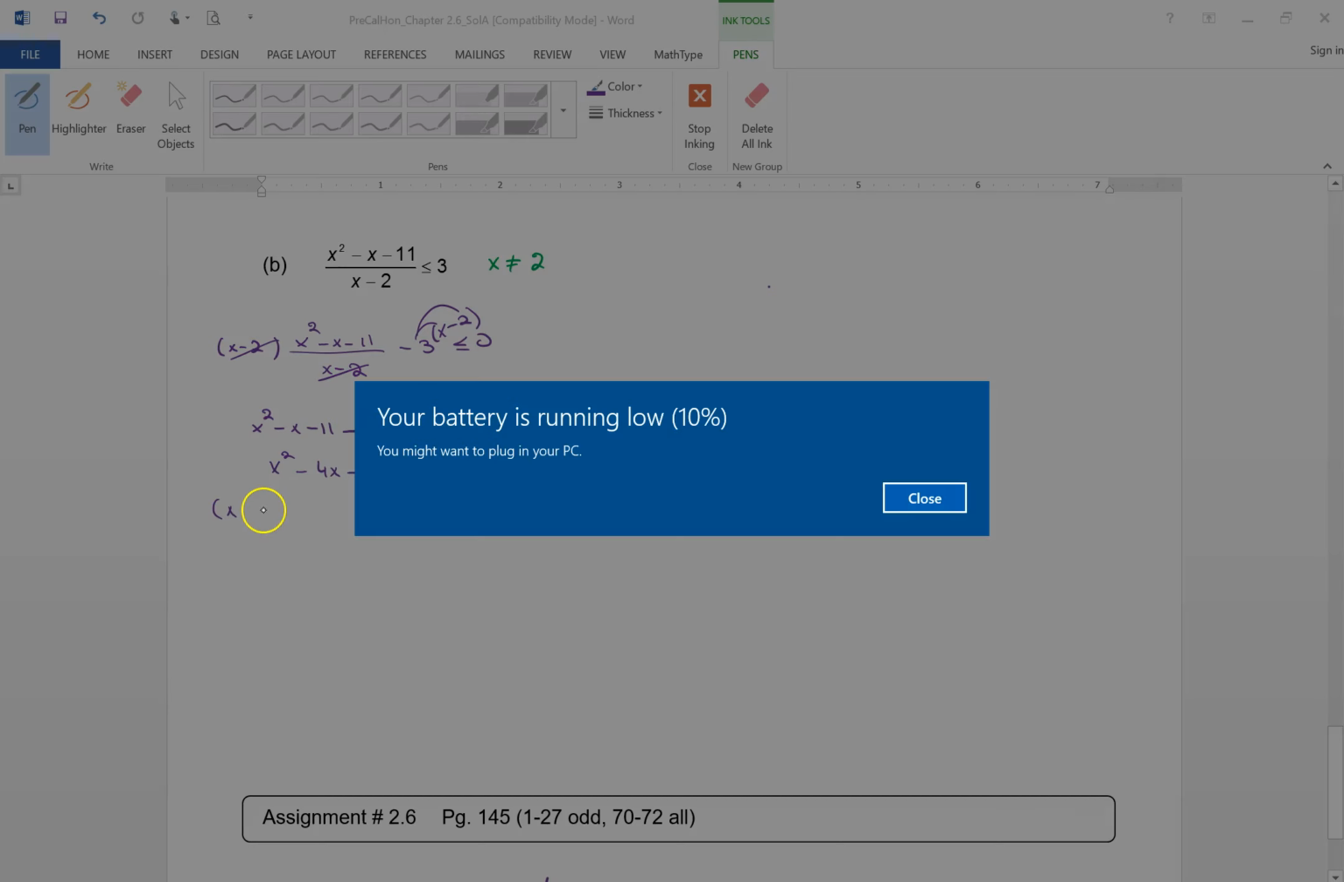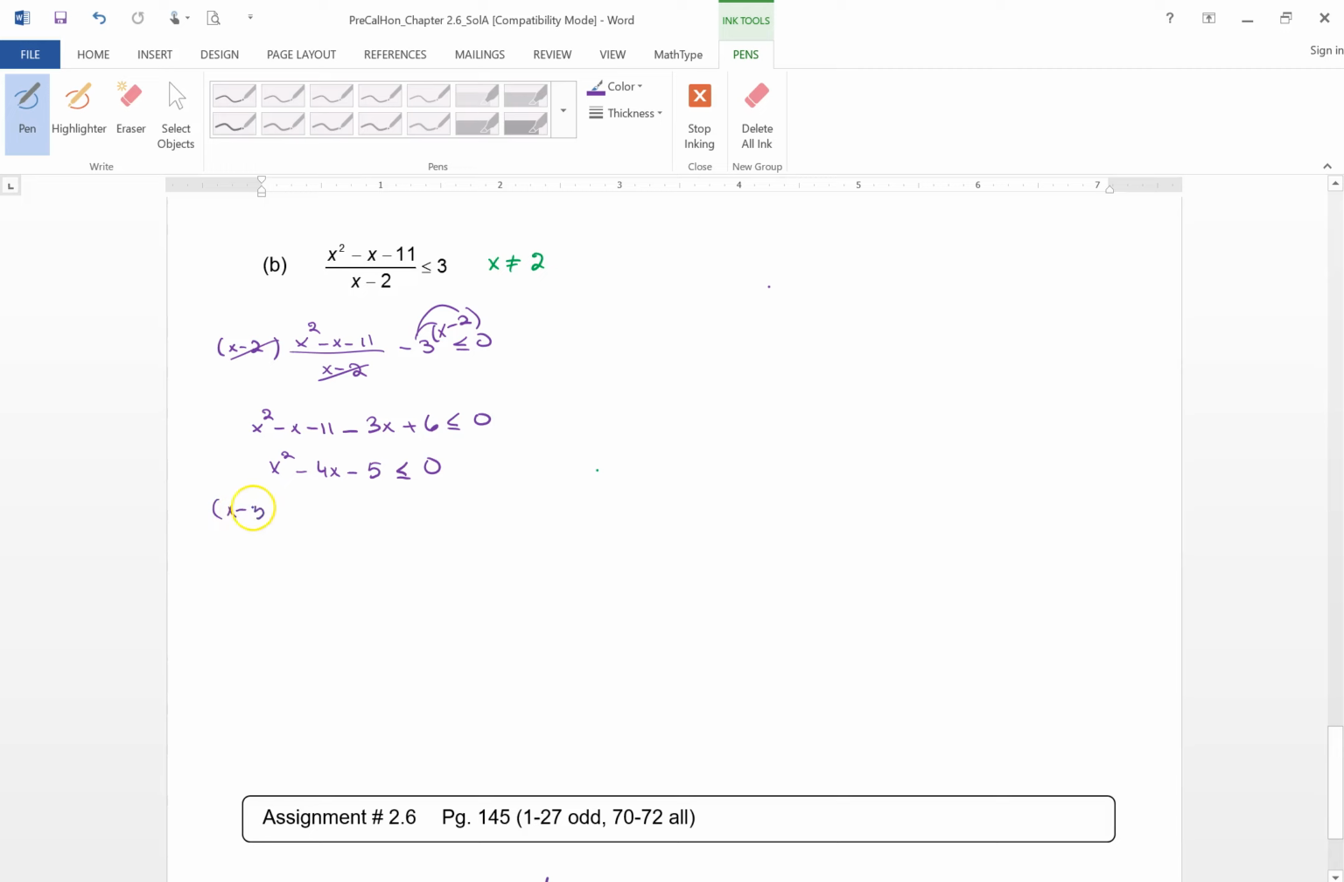So x minus 5 times x plus 1 is less than or equal to 0. On my number line then, I put negative 1, positive 5, but also what? 2. 2 because of the denominator, where the denominator is 0. Right. All right. Here, I get a negative. And because x plus 1 has a multiplicity of 1, this is going to alternate.